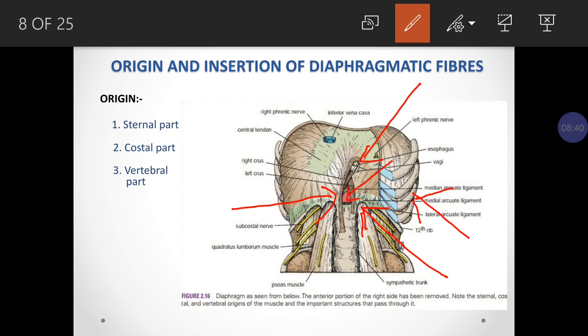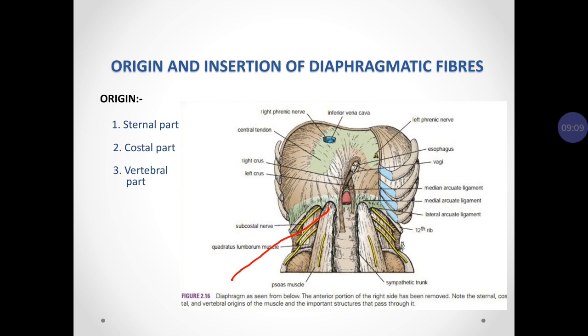Then come 2 other things that we should be aware of. That is the origin of the diaphragmatic fibers from the medial arcuate ligament and the lateral arcuate ligament. So the medial arcuate ligament is a thickening in the psoas fascia, and it arises from L2 vertebra to the tip of the transverse process of L1 vertebra. So this semilunar section that I am pointing at is the medial arcuate ligament. I'll repeat it again. It arises from L2 vertebra and then goes to the tip of the transverse process of L1 vertebra.